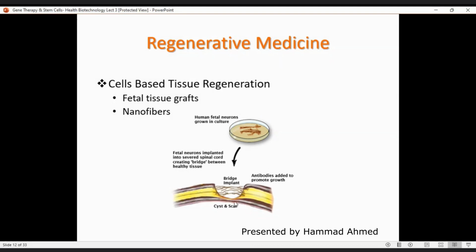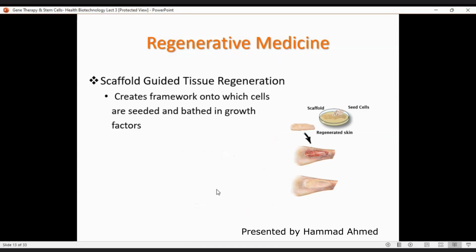And there is scaffold-guided tissue regeneration. In this, we make a scaffold template. On this template, cells are grown and then replace the defective cells. In this example, a scar on the skin is replaced with new skin.